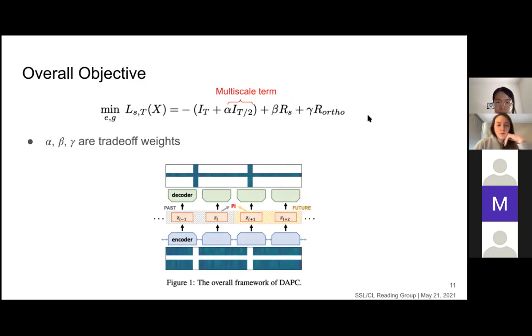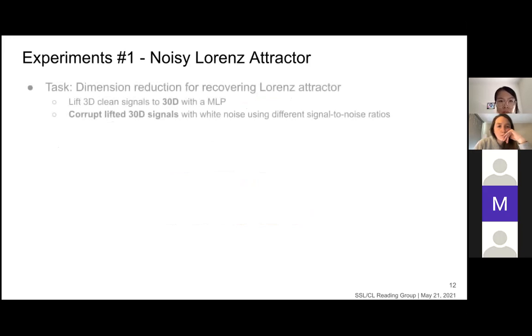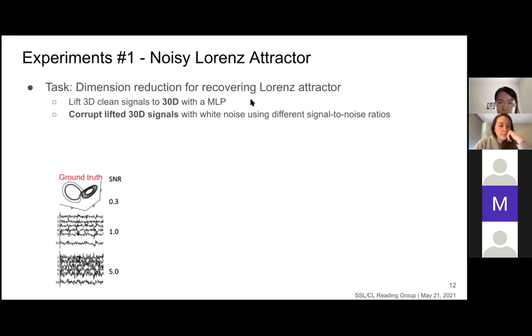Okay, now let's move on to some experiments. The first experiment is the noisy Lorentz attractor. The task is to perform dimensionality reduction for recovering the Lorentz attractor. If you don't know what the Lorentz attractor is, this is a visualization of it.